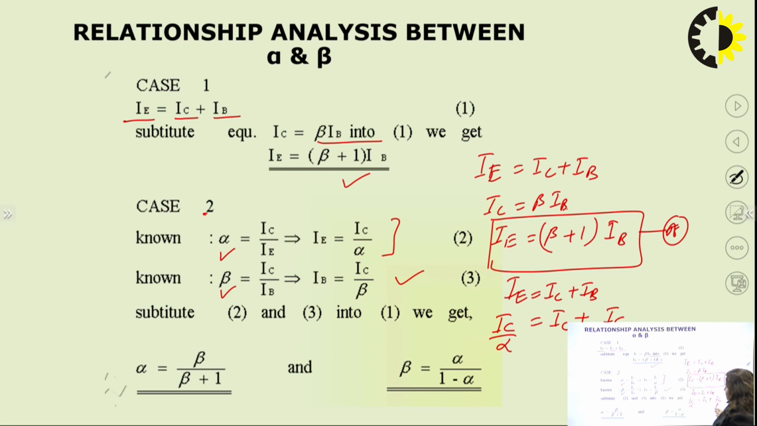When you substitute this, you will get the relationship between beta and alpha. There are two relationships. The first one is alpha equal to beta upon beta plus 1, and beta is equivalent to alpha upon 1 minus alpha. In this way, in numerical problems, we can find the values of alpha and beta from the values of IC and IE, or IC and IB. With these two equations, we can find the gain for the emitter and for the collector.